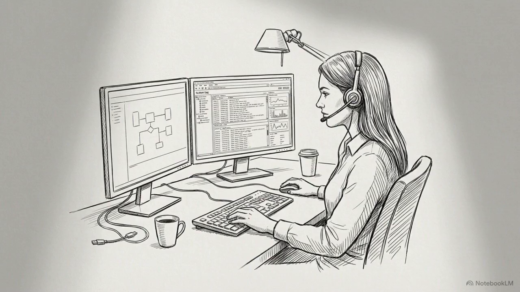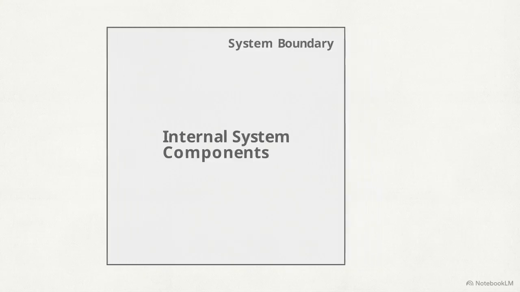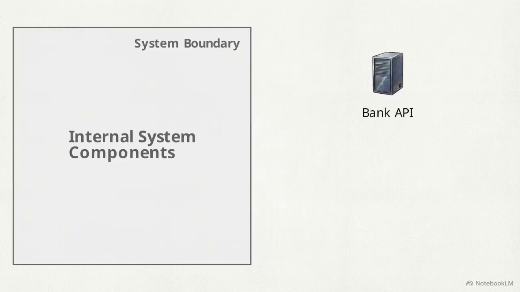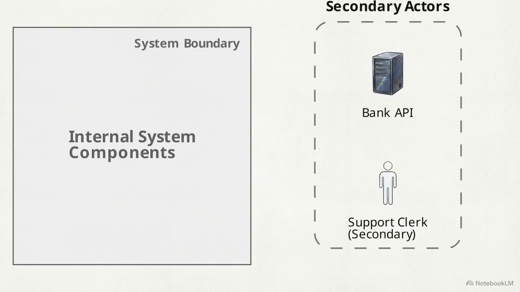The second classification is secondary actors. These are passive entities. They do not initiate actions. Instead, they play a supporting role to help the primary actor achieve their goal. An external banking API verifying a credit card or a database administrator receiving an automated log are both secondary actors. The visual rule here is the inverse. Secondary actors are always placed on the right side of the system boundary.